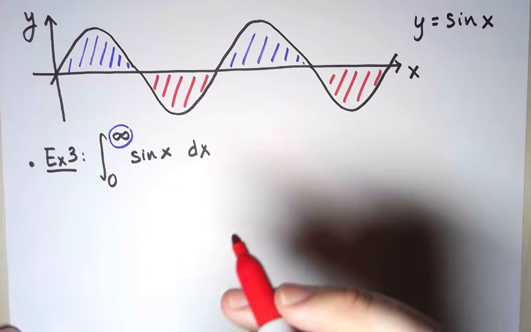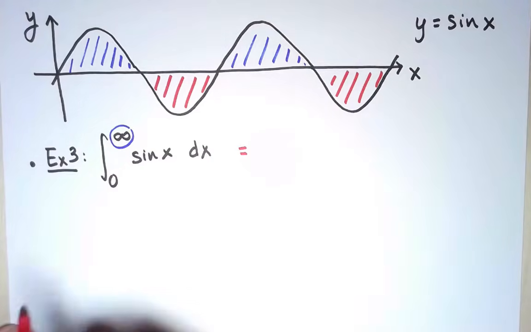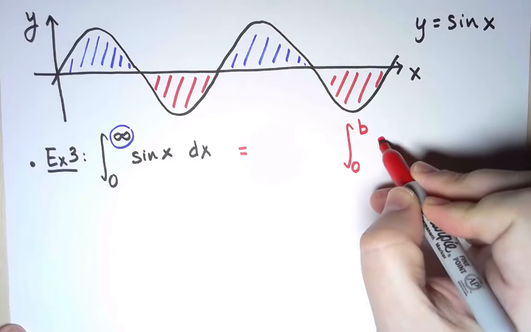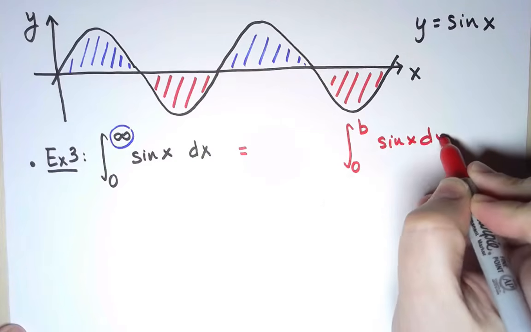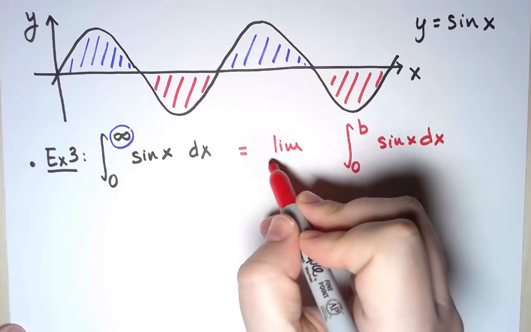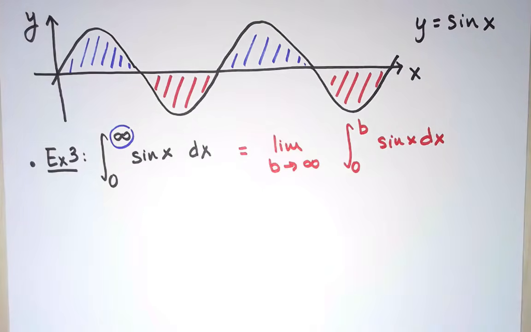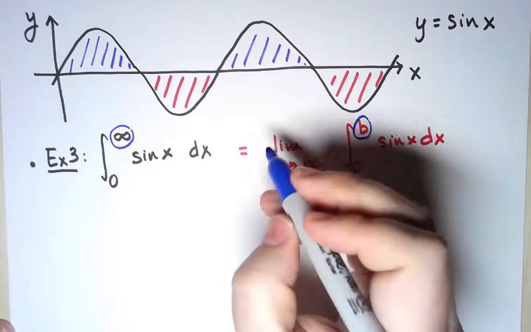According to the definition of improper integral, the way to integrate all the way to infinity is to first integrate to a number which I'm going to call b, the same function, and then take the limit as this number goes to infinity. So first perform the integral and then take the limit.